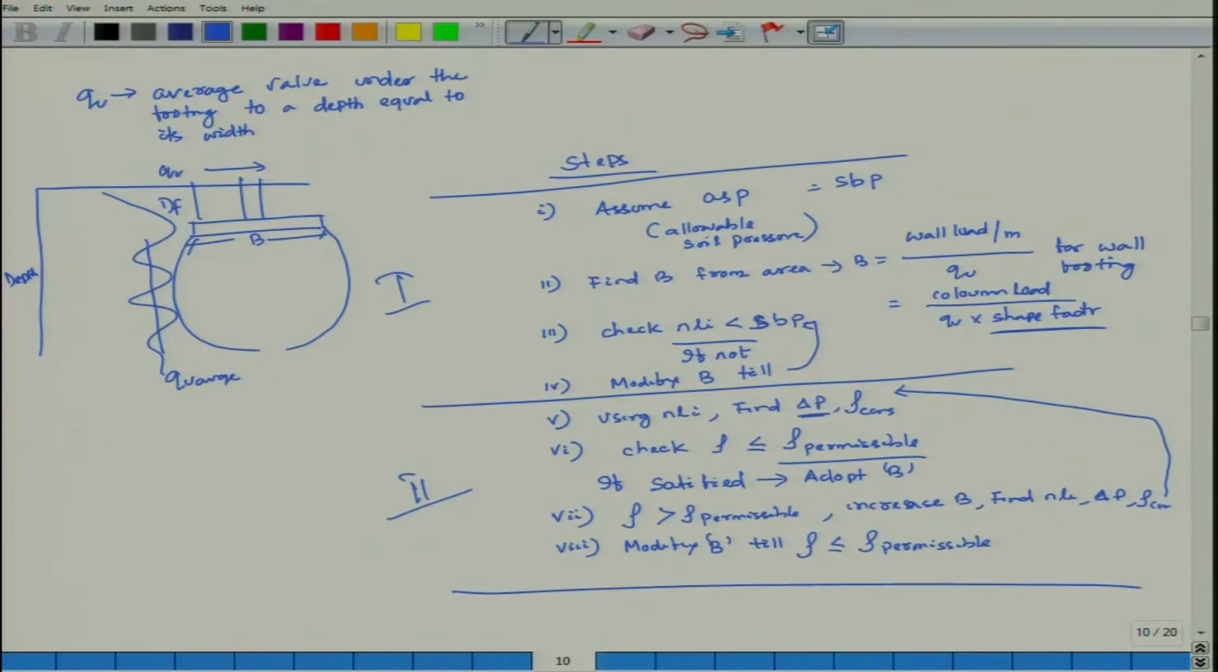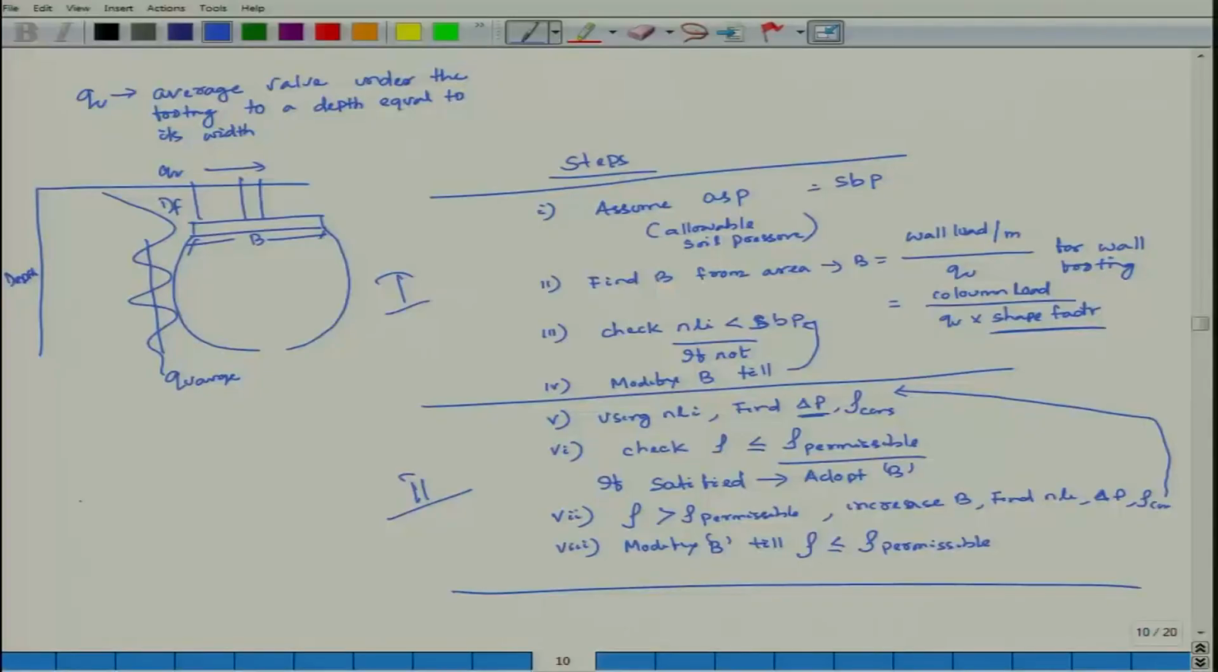Second step, using net load intensity, find delta P. Delta P is your increase in stress. Depending upon your footing size, whether it is rectangular, square or anything else, find the increase in stress. That part I have also covered. Then find the consolidation settlement.